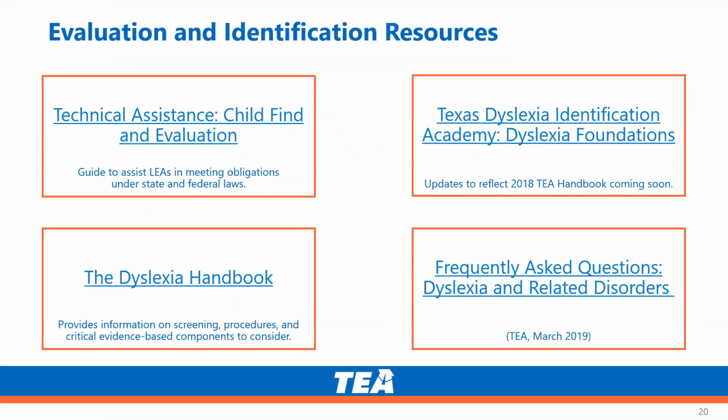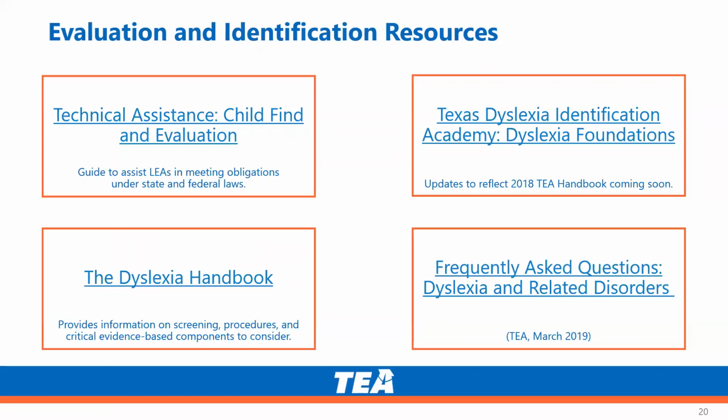Similar to the screening component, page 7 outlines TEA resources to support effective implementation of dyslexia evaluation and identification. Several of these resources were mentioned earlier, including the Technical Assistance Child Find and Evaluation document and the Dyslexia Handbook. There are 2 additional resources to consider.